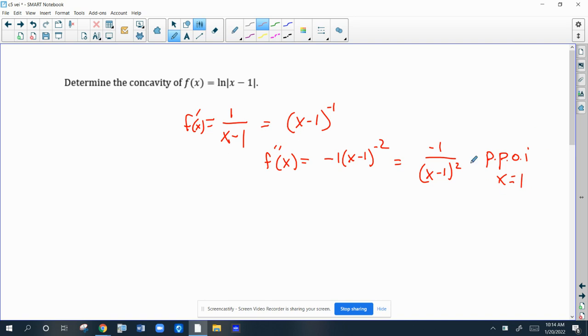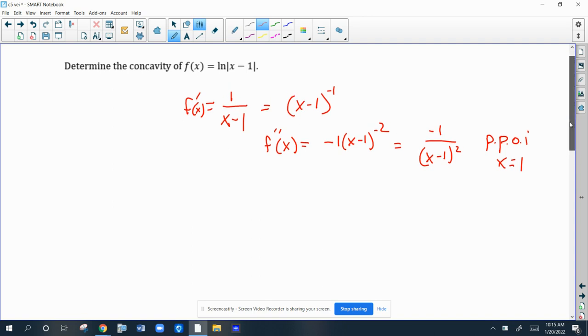Actually, it really isn't a possible point of inflection, because if you plug 1 into the original function, it would be the natural log of 0, which is undefined. So this is not a point at all. But it could change concavity there.